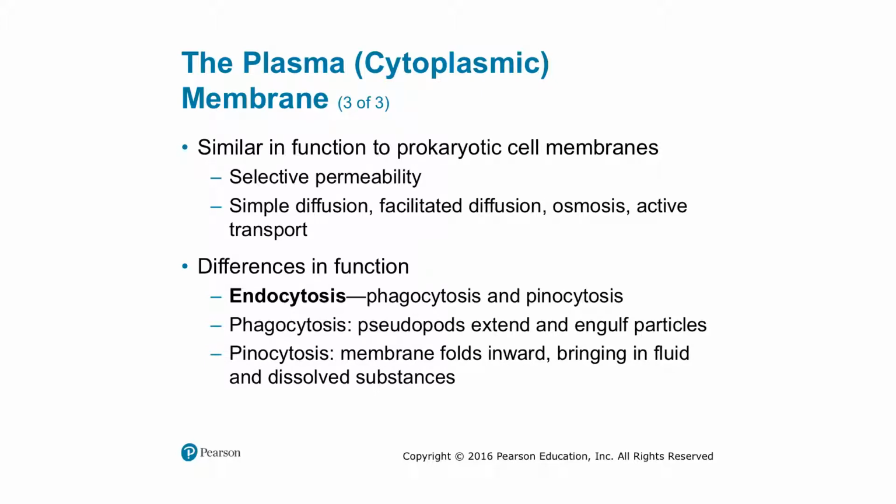But the difference here is that we can undergo endocytosis, so phagocytosis and pinocytosis. We can eat things. We can drink things, or at least our cells can do that. In phagocytosis, the pseudopods extend and engulf the particles. Pinocytosis is the membrane drinking. And there are a lot of these things that the cell wall in a prokaryotic cell will prevent you from doing.